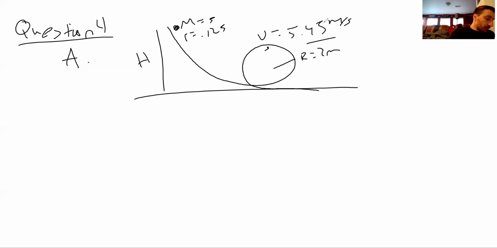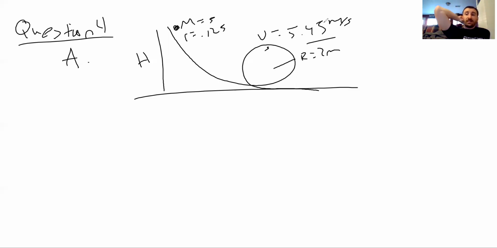So part A asks, let me read. A solid sphere begins at rest, rolls down the incline, and through a 2-meter radius loop without slipping. The sphere has a mass of 5 kilograms and a radius of 0.125 meters. When it is at the top of the loop, the ball has a linear speed of 5.45 meters per second. Indicate what variables determine that the sphere completes one trip around the loop with this specific speed at the top of the loop, and justify your answers qualitatively without using an equation.